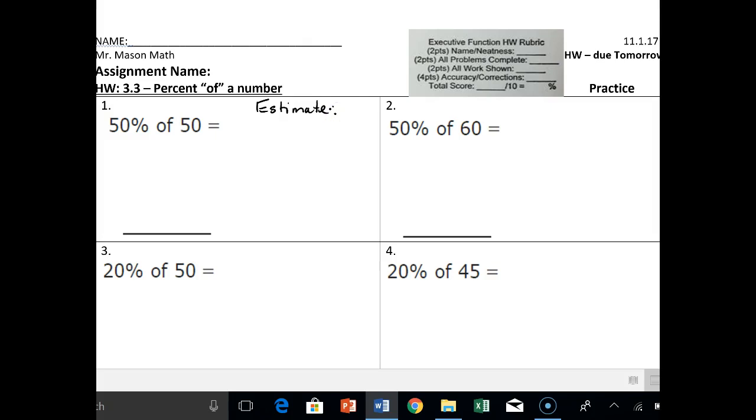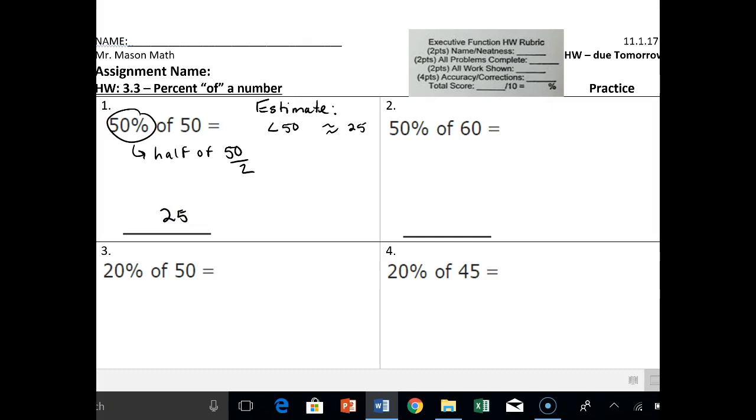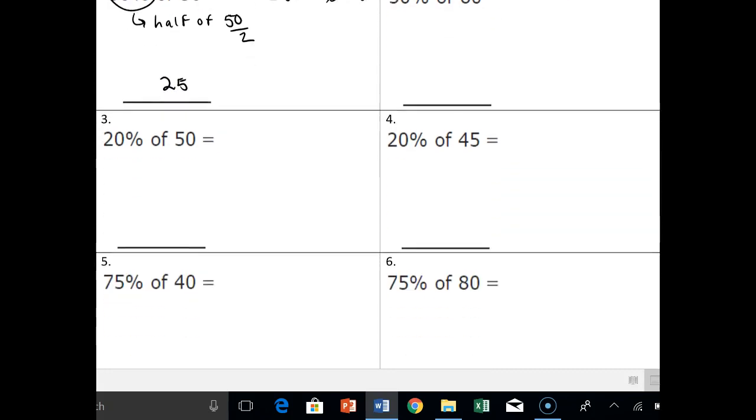So 50% of 50, an estimate would be something like it's going to be definitely less than 50, and maybe my estimate is going to be equal to, in this case, this is pretty straightforward, 25, right? Because 50% is half of 50, right? So just take 50 divided by 2, and you get your answer of 25, right? So you're going to want to try and look at number 2 and do the same thing.